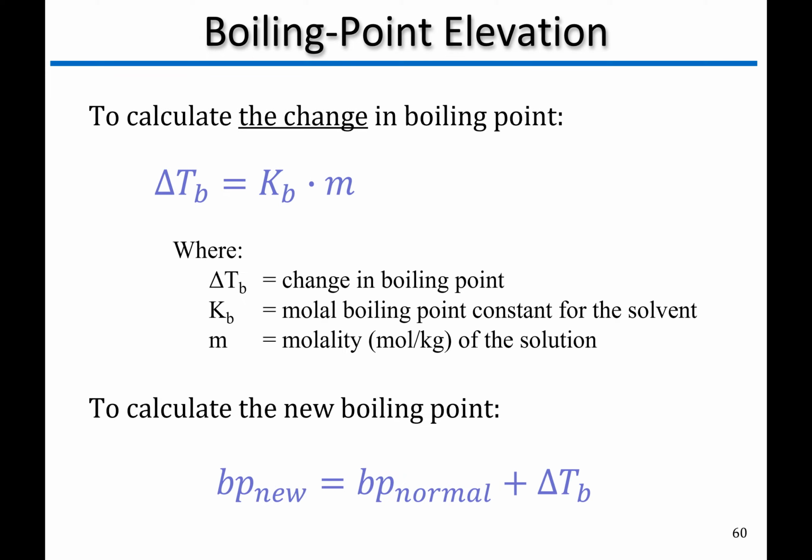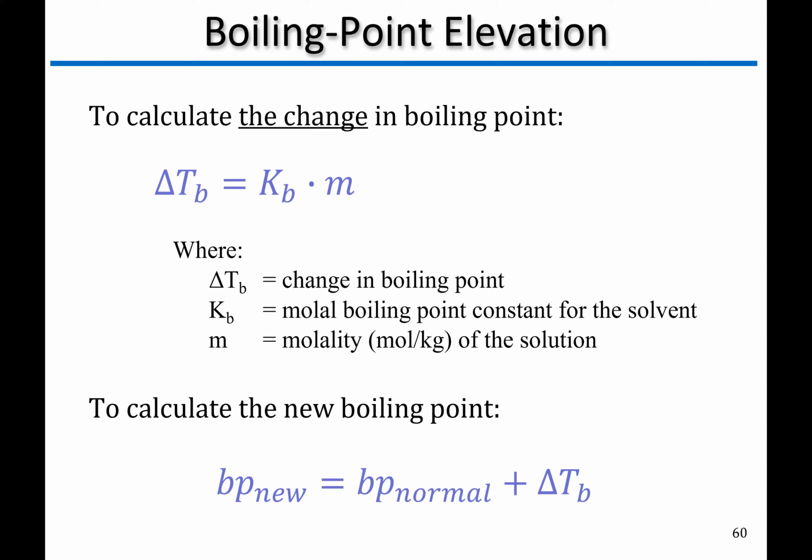And for boiling point, we have a very similar equation. So delta T_B, the change in boiling point, is equal to K_B, which is the boiling point constant, times the molality. And again, this tells us the change in temperature. So to calculate the new boiling point, this time we'll say the normal boiling point plus the change in temperature.